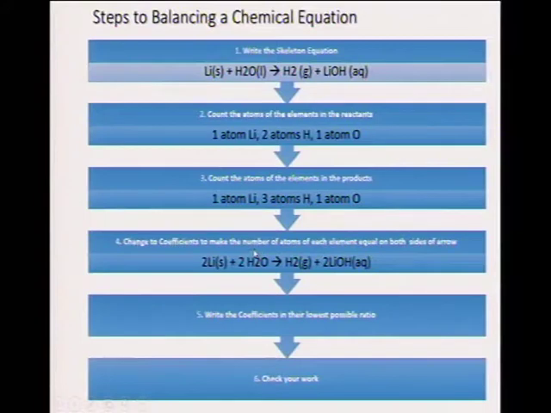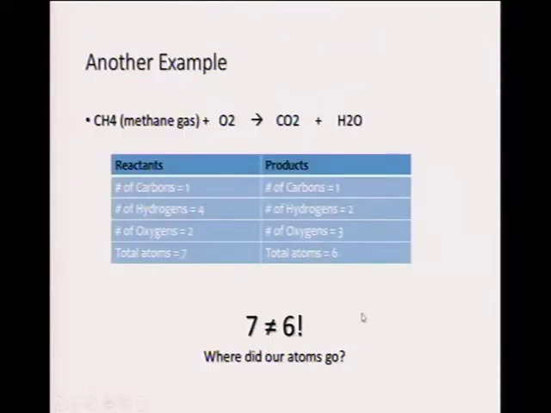So we have to change. We can only change the coefficient in front, not any other part. Now we can put 2 in front. If we put 2 for lithium, then we have 2 for lithium. Then for oxygen, we have 2 also. For hydrogen, we have 2. Then we have on each side the same number.